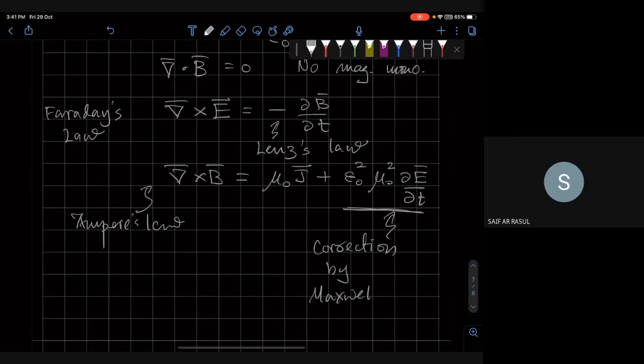Are the epsilon naught, mu naught supposed to be squared? I'm not sure. No, I think they're squared in the source term, in this term, but in this term they are not squared. Oh, I see. Yeah, you're right. It's not squared. Yeah. I think you're right.